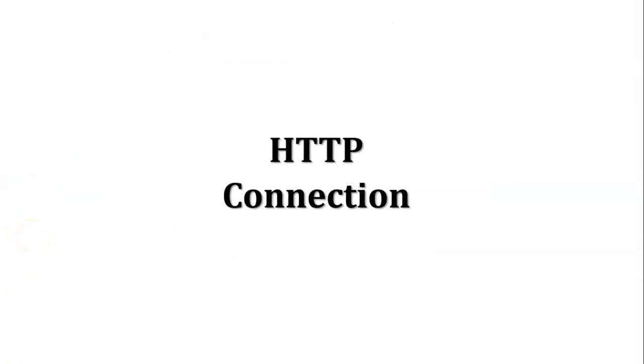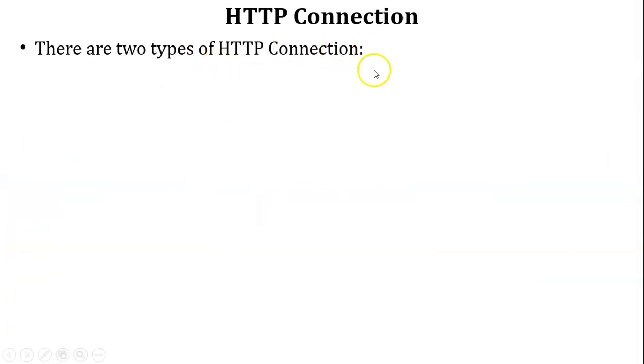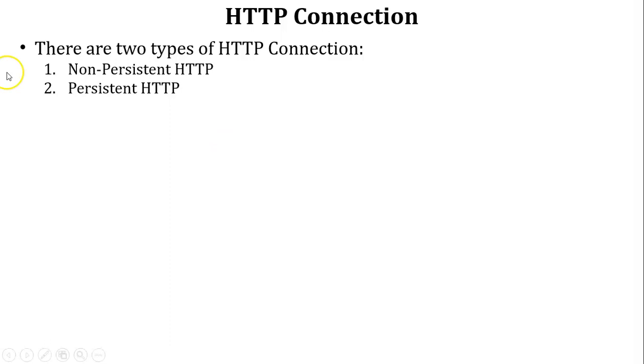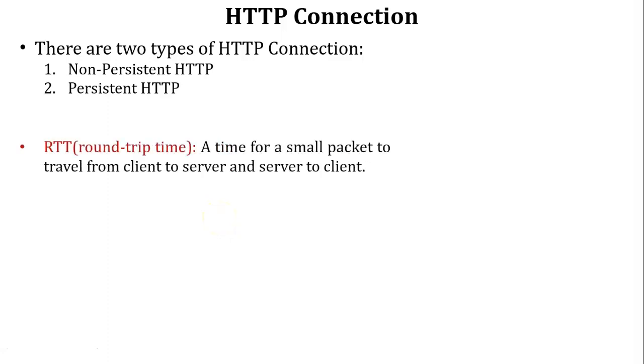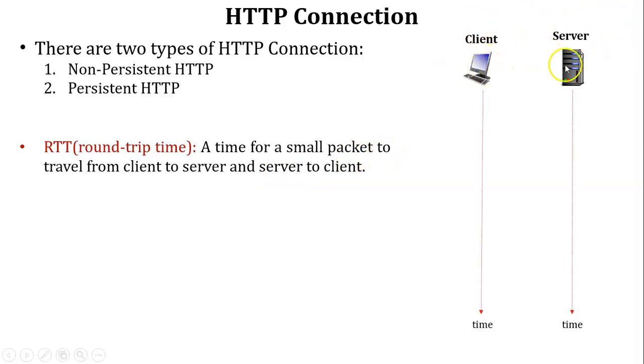Next, HTTP connection. There are two types of HTTP connection. The first one is non-persistent HTTP and the second one is persistent HTTP. Before discussing the types of HTTP connection, I will discuss two different terms. The first one is RTT. RTT stands for round trip time. RTT is the time for a small packet to travel from client to server and server to client. Now what is RTT? Let us discuss it in a diagram. Here there is one client and one server. As per the definition of RTT, a small packet transfers from client to server and server to client. It is called RTT.